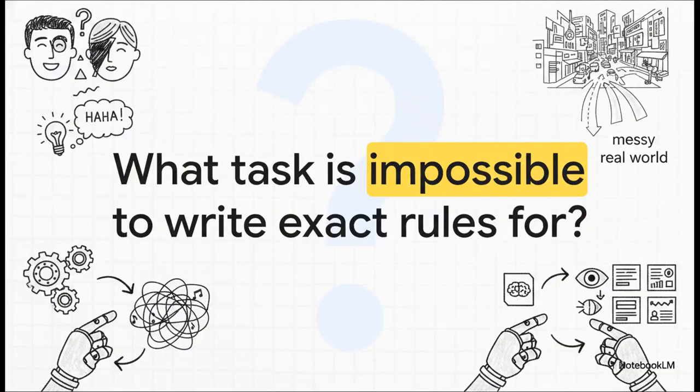So to close things out today, I want to leave you with a question to really ponder. What task in your own daily life would be absolutely impossible to write exact step-by-step rules for, but is incredibly easy to learn just by seeing enough examples? Like, just try to think about writing a mathematical rule for recognizing your best friend's face in a huge crowd, or knowing exactly when a joke is funny.